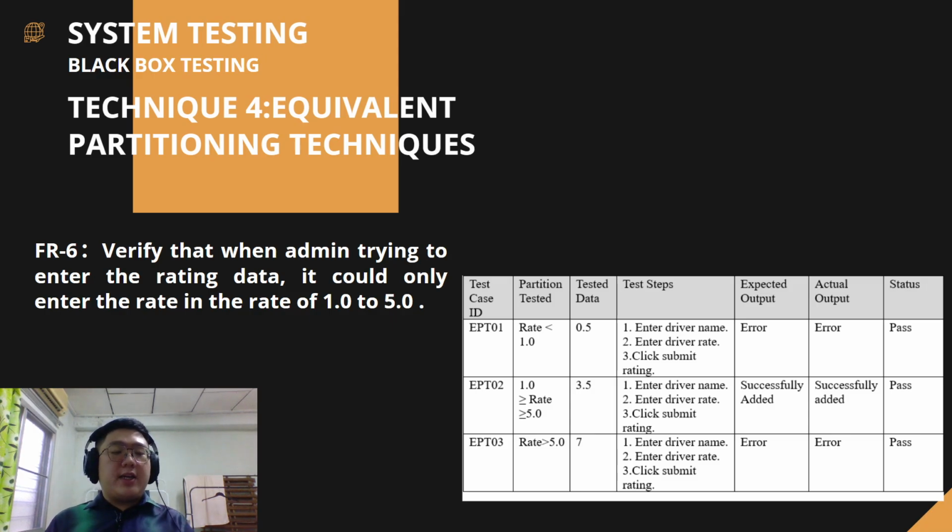For example, I'm taking FR6, which is to verify that when the admin is trying to enter the rating data, it could only enter a rate in the range of 1.0 to 5.0. Let's look at the right. For the first test case, the rate is lower than 1.0, which is 0.5. The output will be an error. But let's say we enter 3.5. The data will be successfully added after pressing the submit button. The last one will be a rate that is more than 5.0, which is 7. The error will come out and the data will not be added.